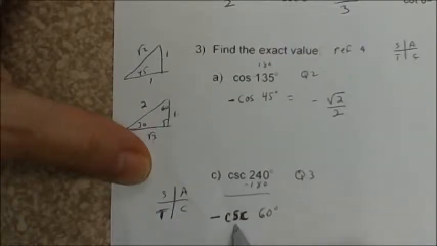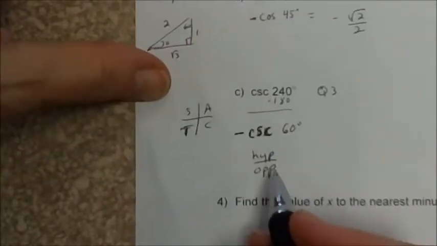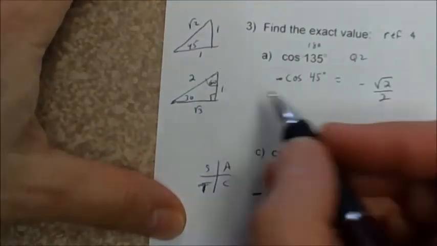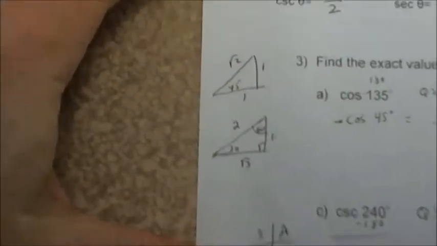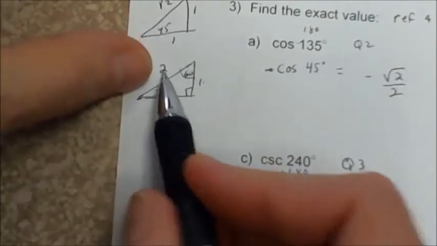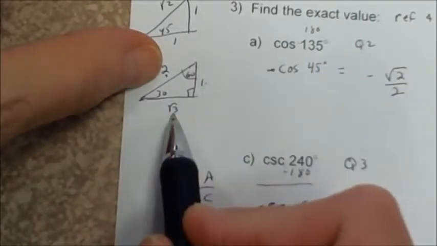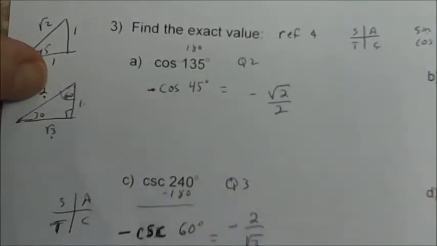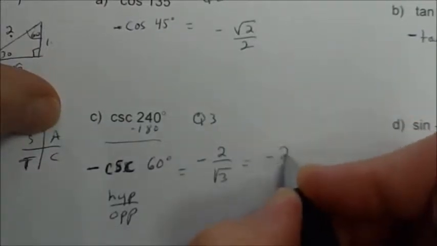Well, remember, cosecant is the hypotenuse over the opposite, because it's the reciprocal of the sine. So we're going up to the 60-degree angle in our 30, 60, 90. Our 60-degree angle, the hypotenuse is 2. The opposite is the square root of 3. So we have negative 2 over the square root of 3. But we can't leave that with an irrational denominator, so it's negative 2 square root of 3 over 3.